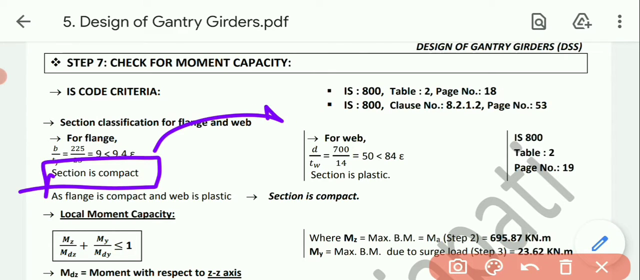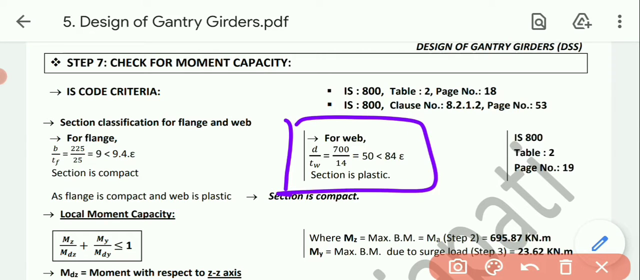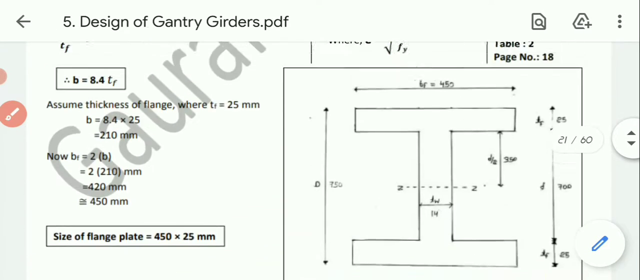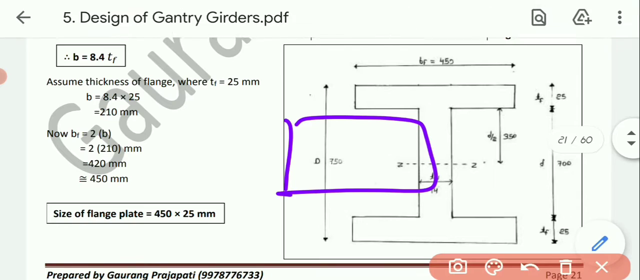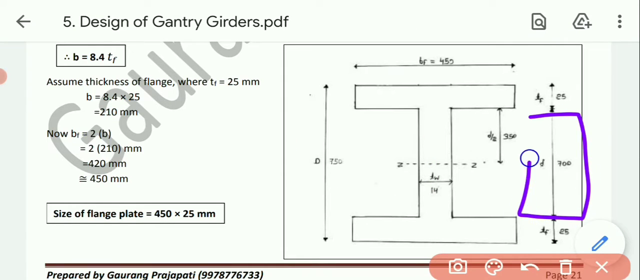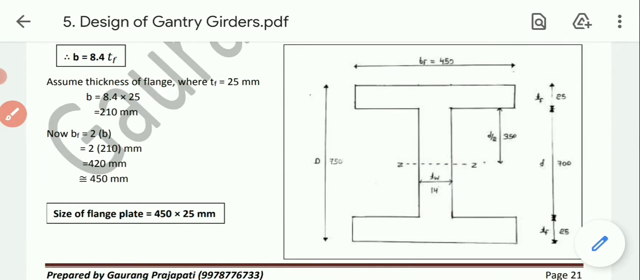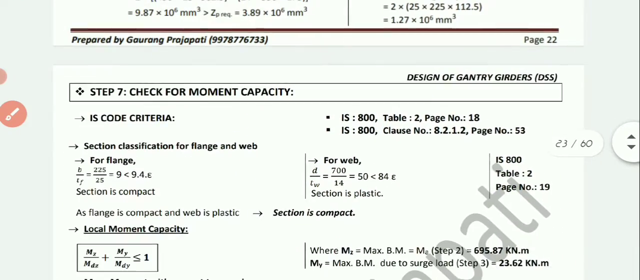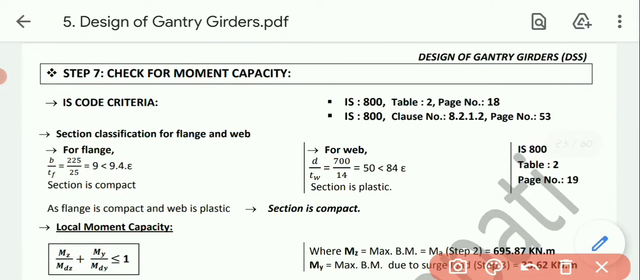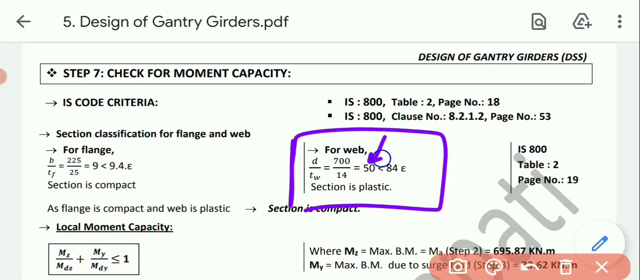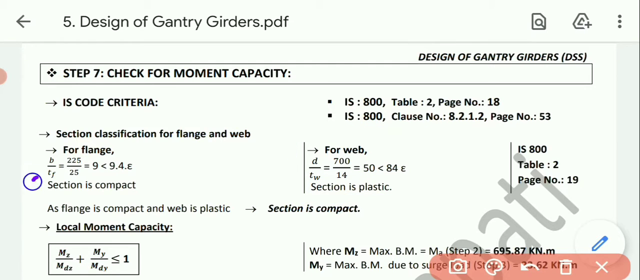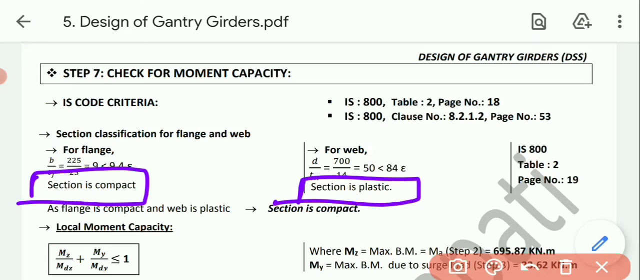Now let's go for the web. We need to find the ratio of d by tw. The depth of web is 700, this one, and tw is 14. So 700 by 14, the answer comes 50, which is less than 84 epsilon, and the section is plastic. So ultimately our flange is of compact section while the web is of plastic section. So the overall gantry girder section is compact.